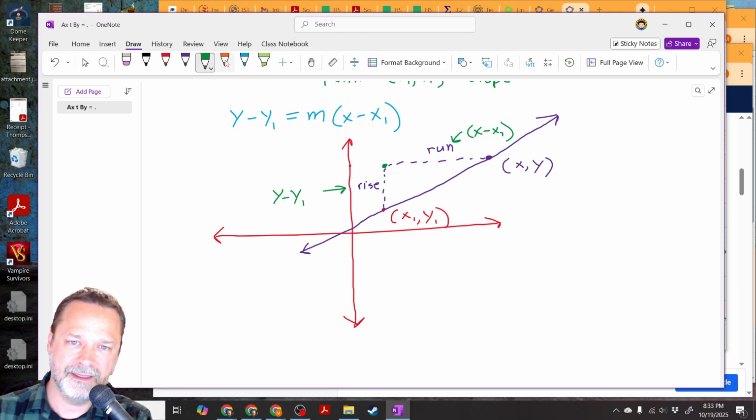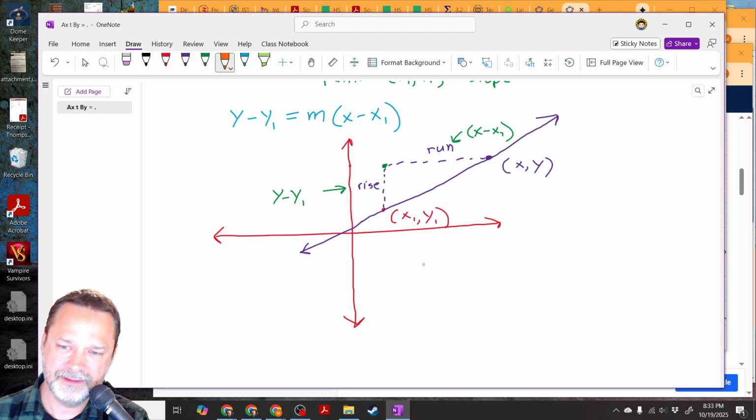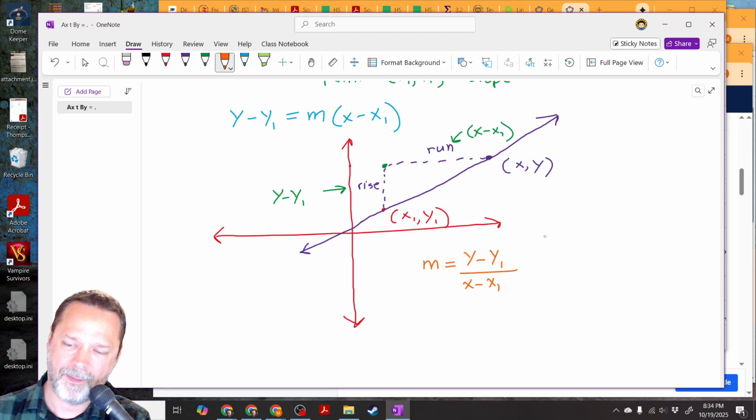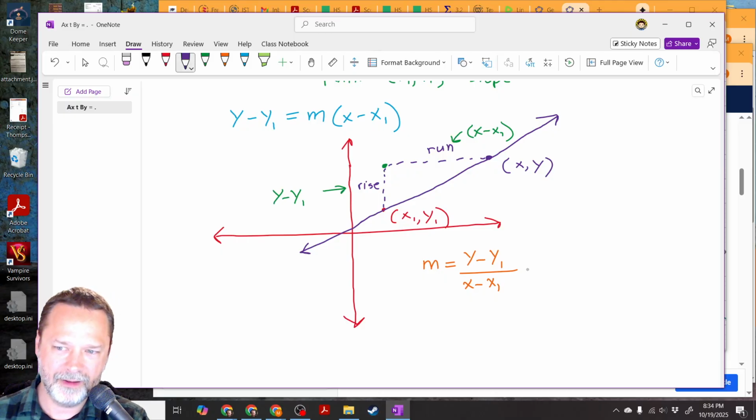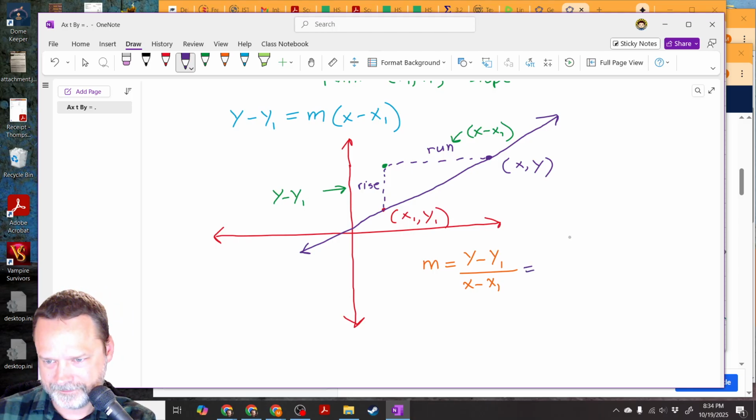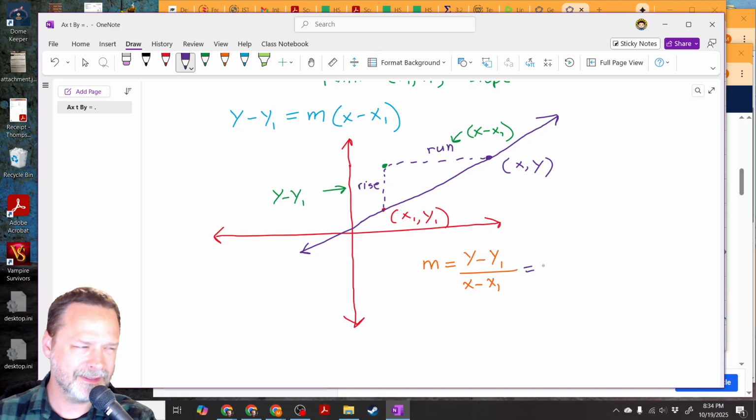That's the run, and this was the rise. Great. So I have m equals y minus y1 over x minus x1. It's my rise over run. Or as you get into higher math, we might say our change in y's over change in x's, or our derivative. Don't worry, we're not there yet. Well, is that really the derivative? It's kind of the derivative. Anyway, who cares? Let's go.